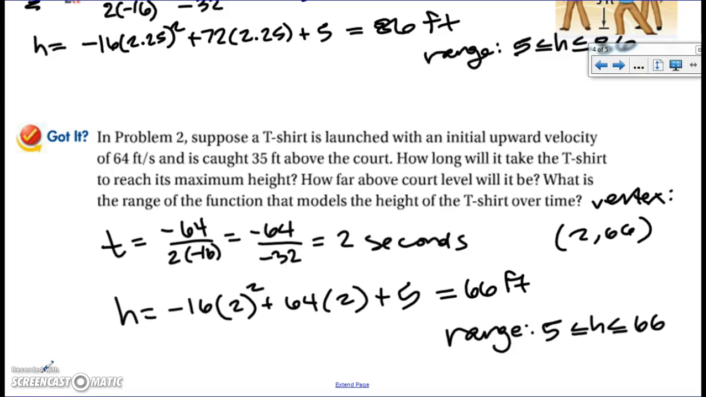And then when we want to know our range, what are the possible heights of that t-shirt at any given time? Again, we're launching it at 5 feet above the ground, so anywhere between 5 feet and 66 feet, with the highest point.